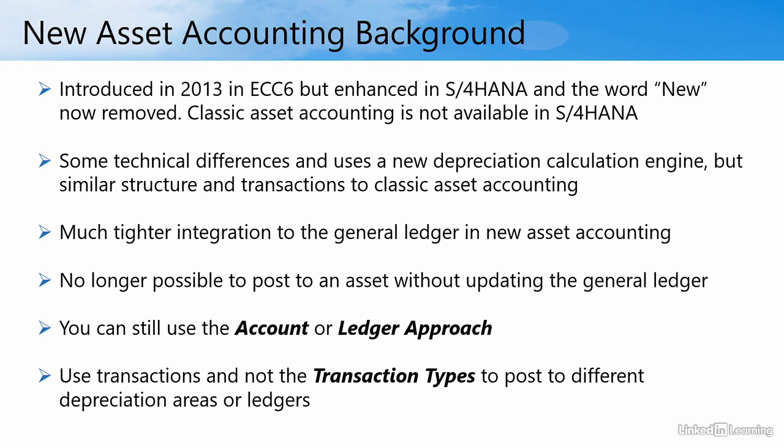This is in stark contrast to ERP, where a lot of entries were posted periodically and by batch, and you had to wait for the period end in order to see any reports. When migrating to classic asset accounting, you had to update the asset values first and then separately update the general ledger. This is now impossible, and everything is updated in real time in all ledgers.